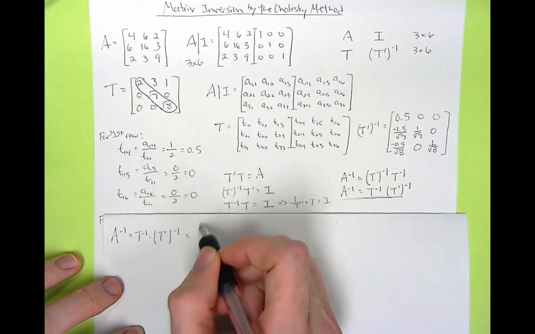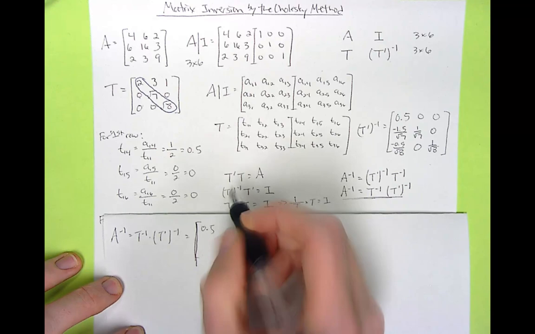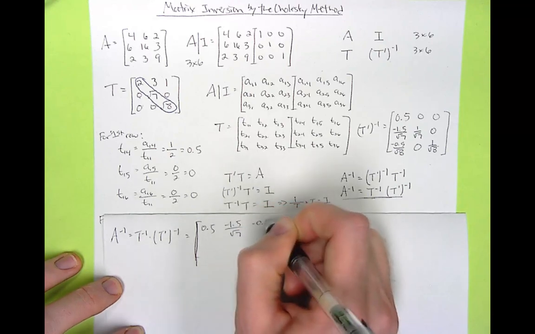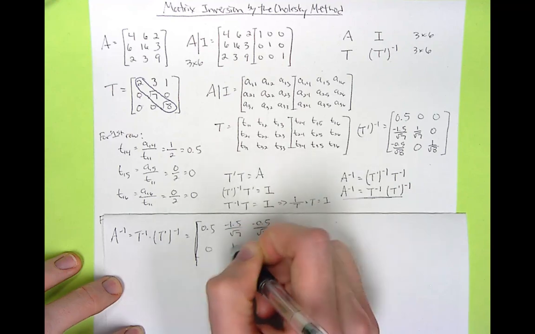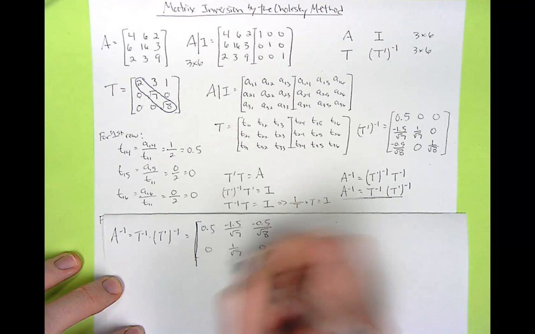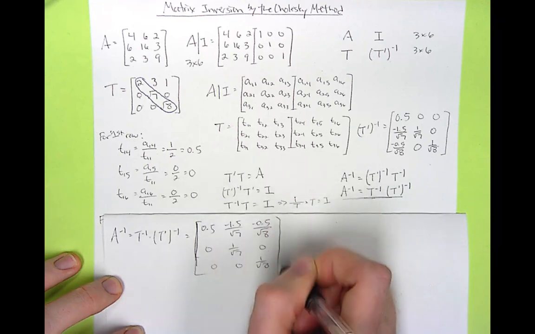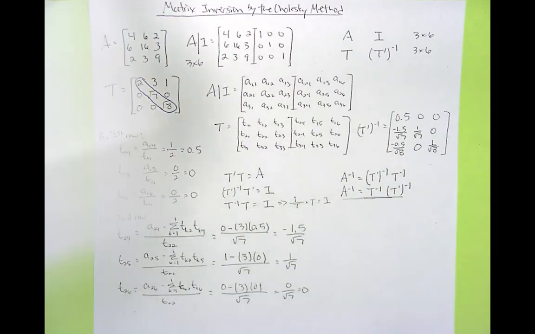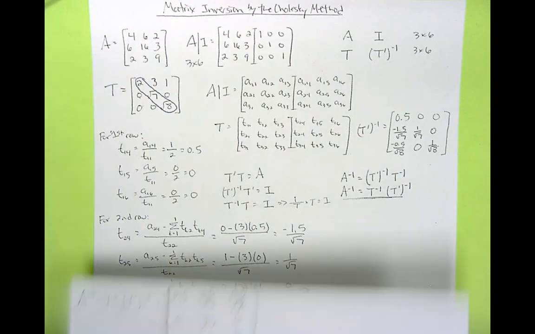So this is going to equal 0.5, negative 1.5 over square root of 7, negative 0.5 over square root of 8, 0, 1 over square root of 7, 0, 0, 0, 1 over square root of 8, which we found on the back of that you see here. Sorry, it's a little ghetto.